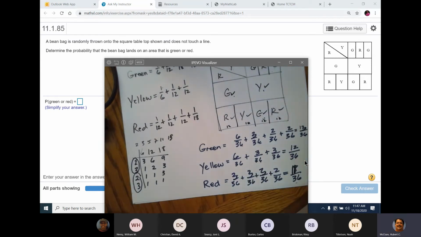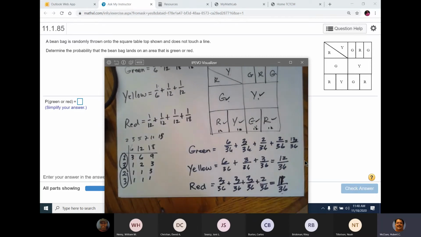So 11 and 24 or 25. There we go. Now we cooking with peanut oil. Okay, so besides my mathematical mistakes, the probability of green is 13 over 36. The probability of yellow is 12 over 36. And the probability of red is 11 over 36.